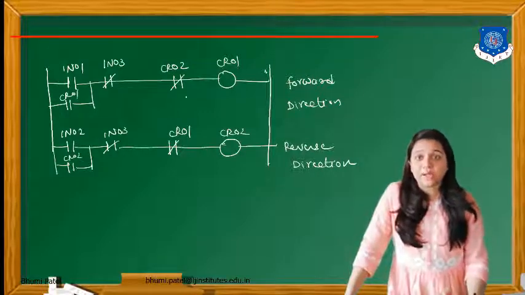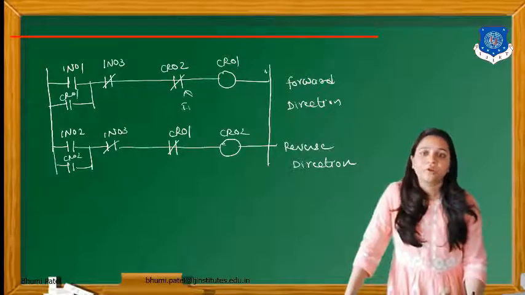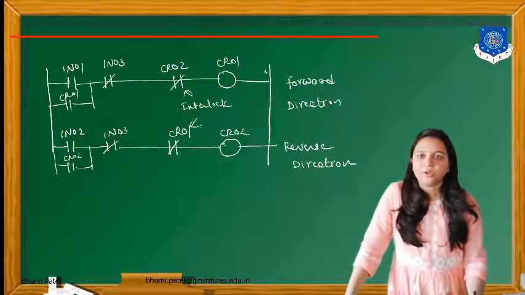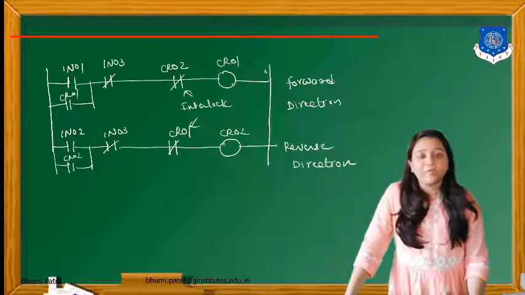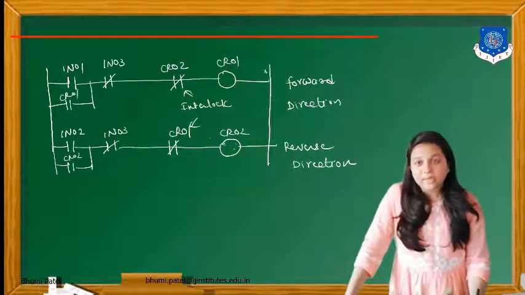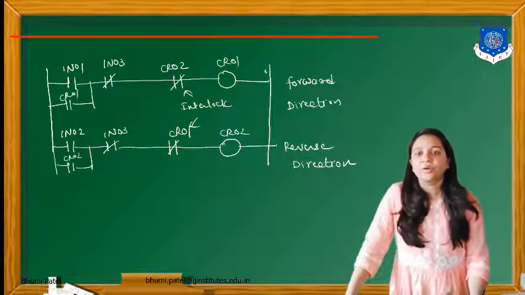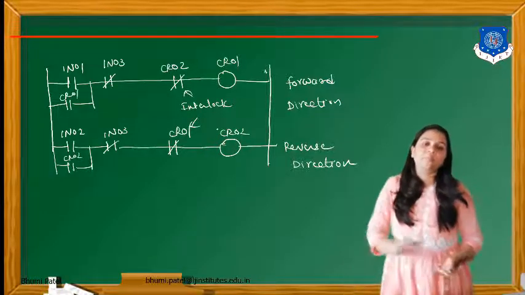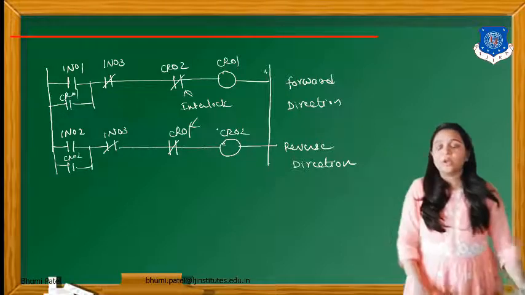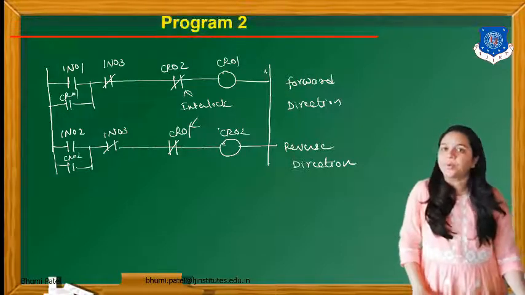So this is my interlock logic for this particular system. Whenever the forward direction is on, the reverse direction is off, and whenever the reverse direction is on, the forward direction output must be off. So this is the logic of program number 2.